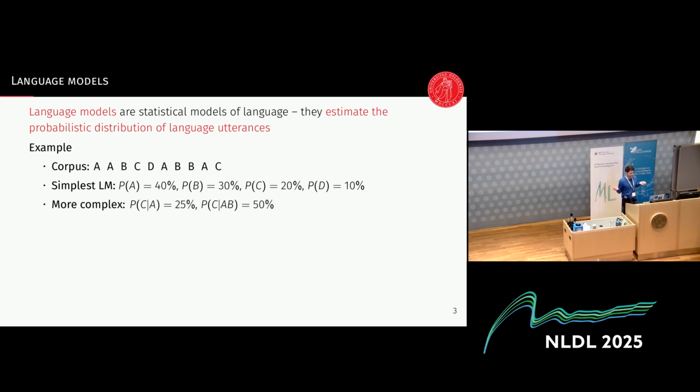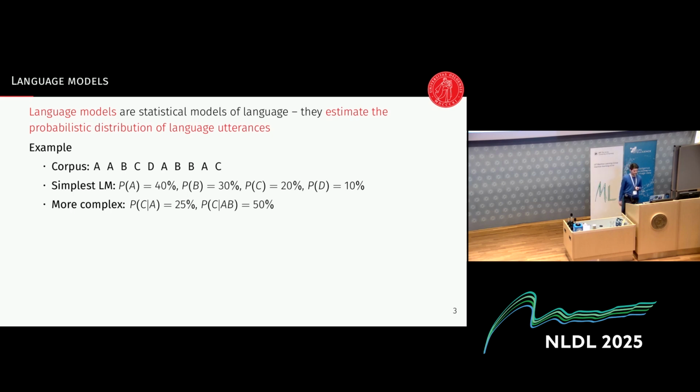We can get slightly more complex and have a look at the conditional probability. So what's the probability that symbol C follows the symbol A? Well, if we have a look, we have A that follows A, B that follows A, then again B that follows A, and one example of C that follows A. So one of the 4 examples is C following A. So the probability of C following A is 25%.